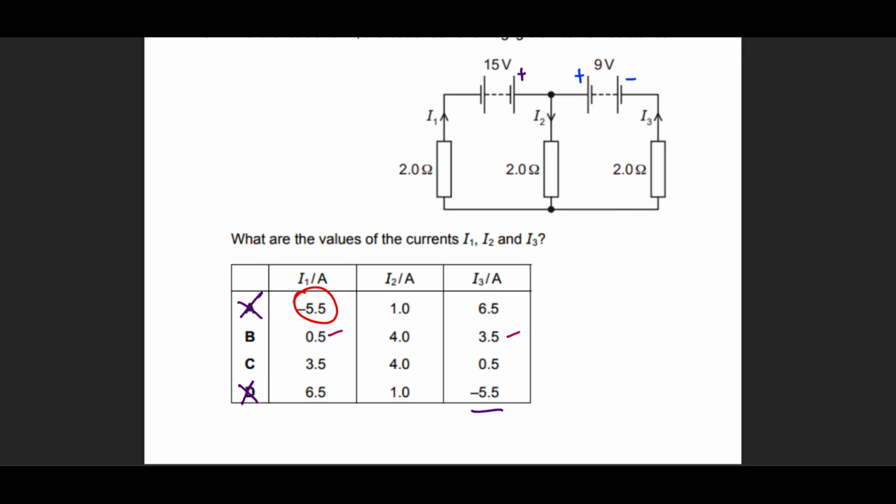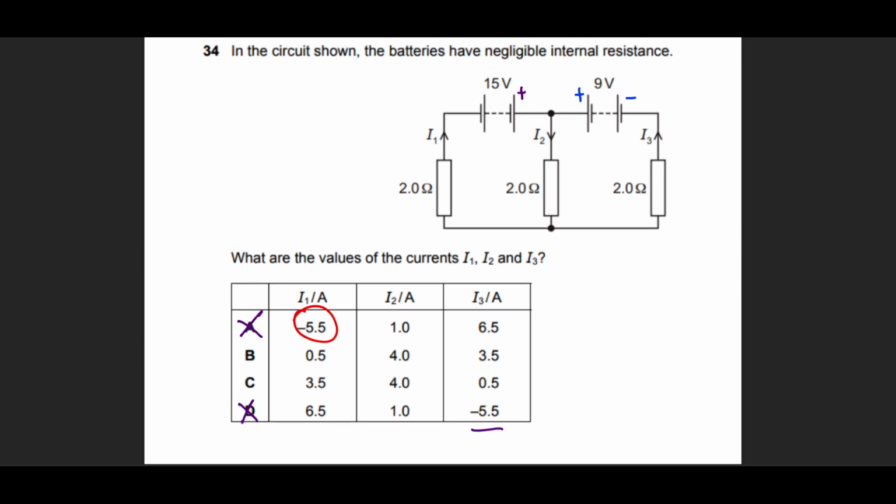Which option should it be now? We have to make an educated guess. You see, the larger battery should be responsible for the larger current. So this I1 should be 3.5 amperes. And since this is trying to push the current in this direction and is a larger battery, the 9 volts battery would have to make a lot of effort to push its own current into this branch, which means that this I3 should be less than I1, right?